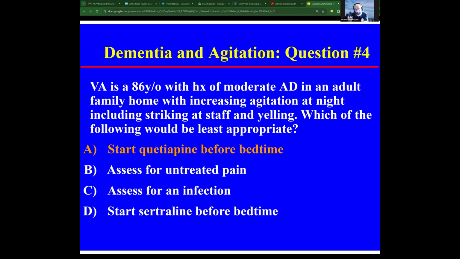So for this question, again, I like how everyone was thinking. We want to avoid medications. And really, you're looking between, well, do we have any indication for sertraline versus quetiapine? And again, where we can, we do not want to use antipsychotics. So the antipsychotic is worse than the SSRI, hence why starting quetiapine would be the least appropriate answer choice here.